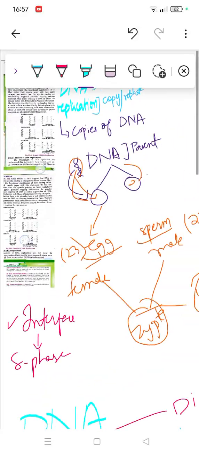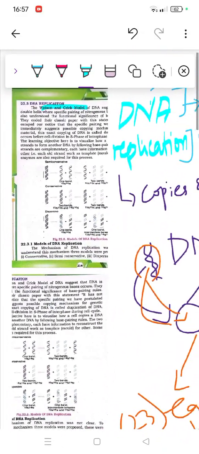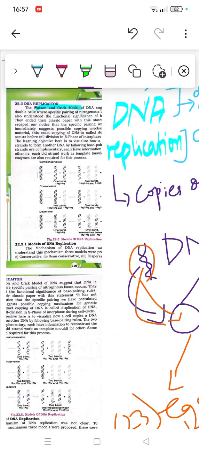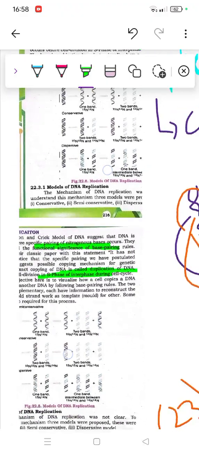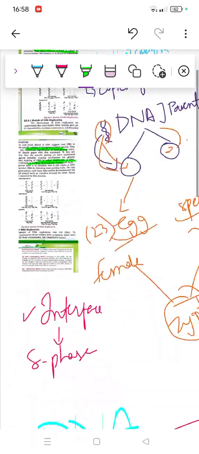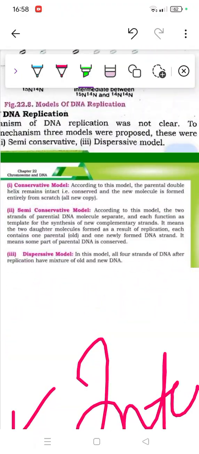Let's read it out so that you get it more nicely. DNA replication is the process in which the exact copy of DNA is made, called DNA replication. This occurs during the S phase of the interphase in the cell cycle. Let's cover this main concept. We have three types: conservative, semi-conservative, and dispersive.